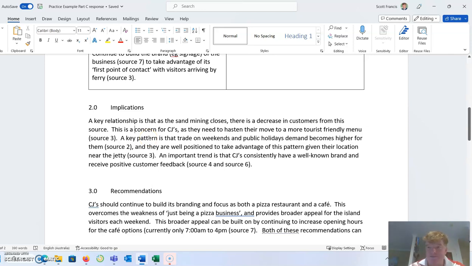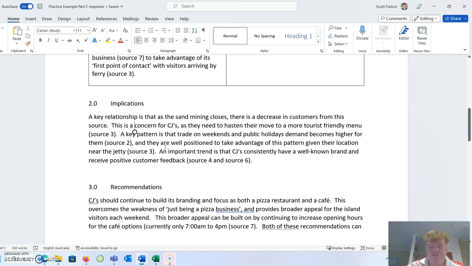A key pattern. A pattern is something that repeats over and over in time. Things get busy on the weekends and public holidays. There's a lot more people that come to the island on those days. It turns out CJ's are pretty well positioned to take advantage of it. And a trend is something that continues over time. There seems to be evidence that their well-known brand and popularity is increasing over time. Trends are also good if you can see something around the industry, like growth year on year. We didn't have any figures for CJ's, but a great trend to talk about might be if they increase their profits by 4% every year.